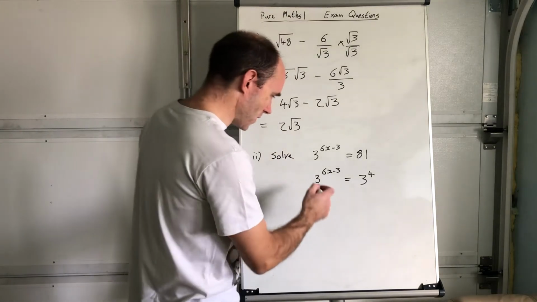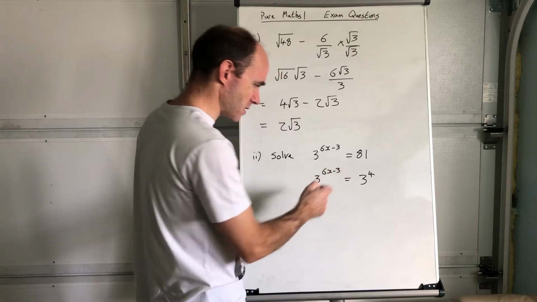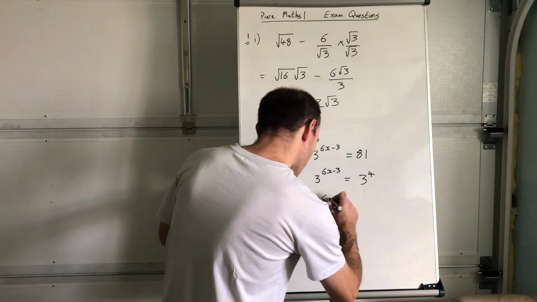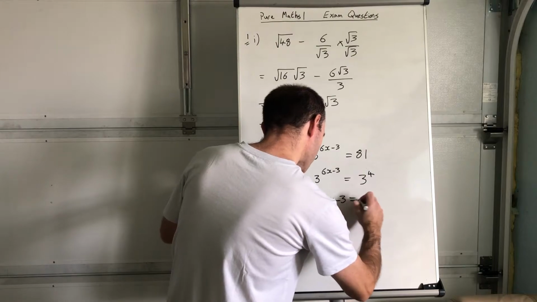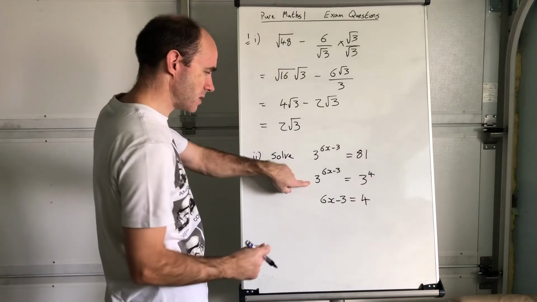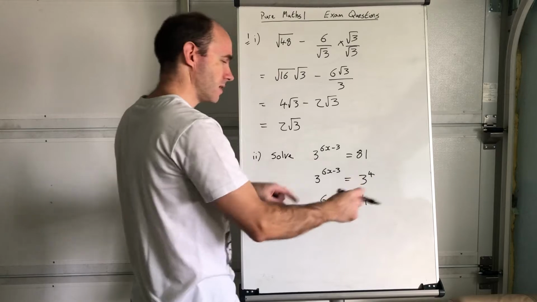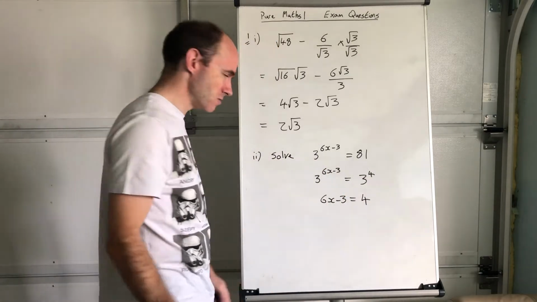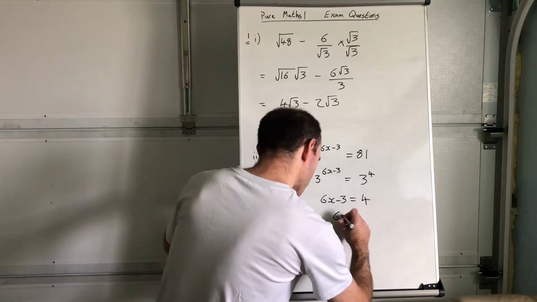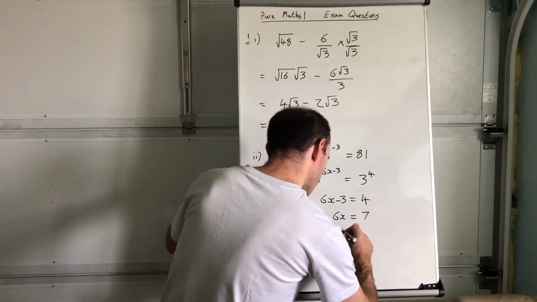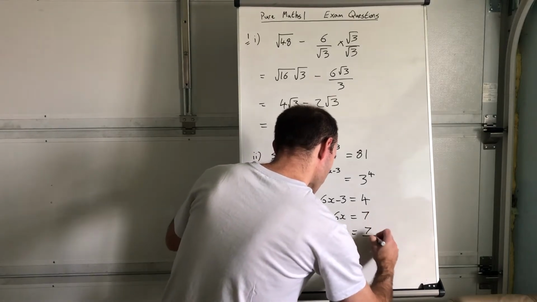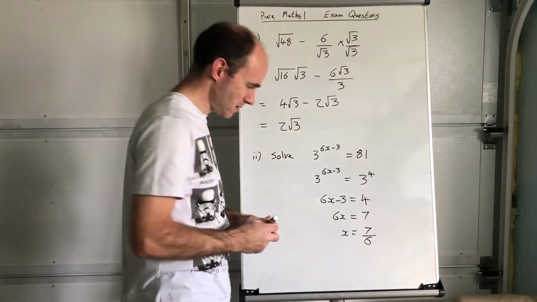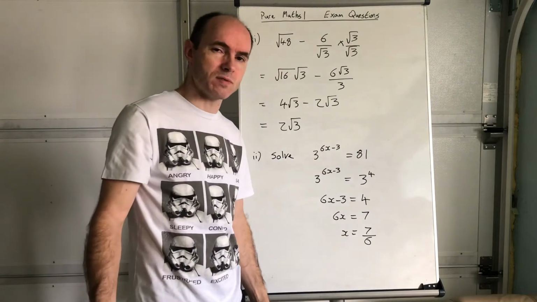Then what we've got is 3 to the power of 6x minus 3 is the same as 3 to the power of 4. So that means the powers are equal. Because 3 to the power of that equals 3 to the power of this, those two bits must be the same. So you've got 6x minus 3 equals 4. That's a rather simple equation to solve, isn't it? So 6x is equal to 7, and x is equal to 7 over 6. Remembering what it said in the question, leave it as a rational value. That is a rational value, 7 over 6.